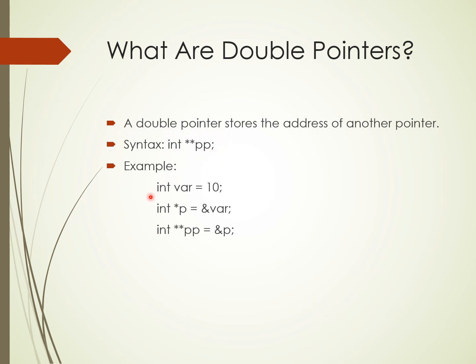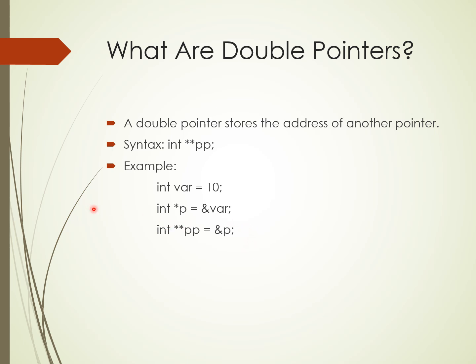Let's take an example. Here I have declared a variable var with value 10. I have declared a pointer *p that is assigned the address of the variable var. Ampersand is the address, as you know. Now I have again declared a double pointer **pp with the address of the single pointer *p. So I have given **pp equal to &p. Here I have assigned **pp the address of the single pointer.